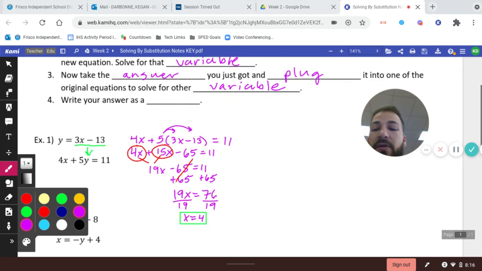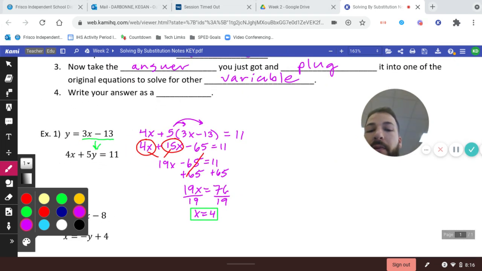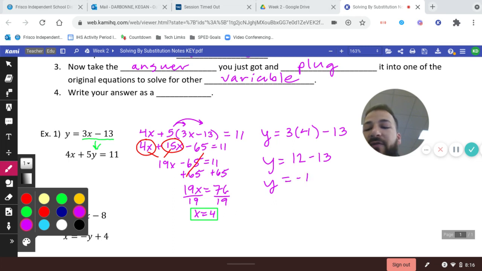So y is equal to 3 parentheses 4. I'm replacing x with 4 minus 13. So y is equal to 3 times 4 is 12. 12 minus 13. So y is equal to negative 1.